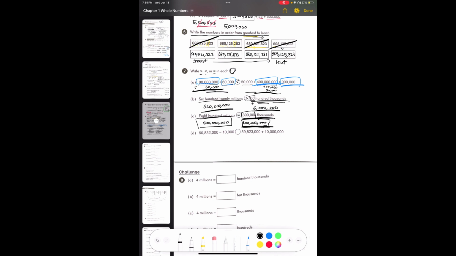Now look at this, we have 60 million minus 10,000, and we have 59 million plus 10 million. So clearly, this should become something like 69 million around, and this would become just about 60 million. And we all know that 69 million is greater than 60 million, so this would be our answer.